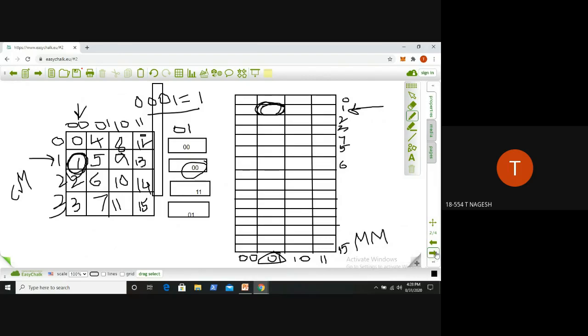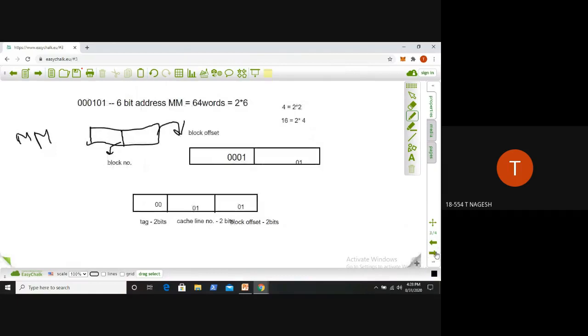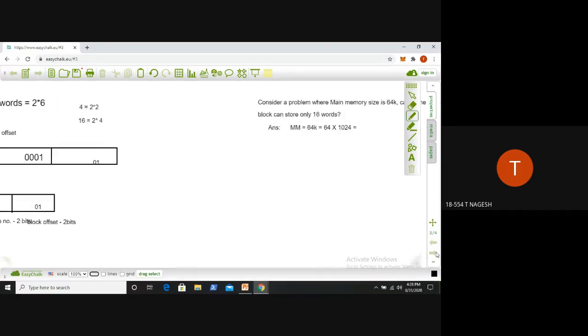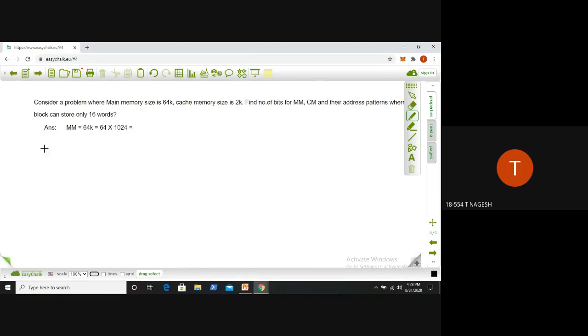I hope I made some points clear. So we'll work on another problem here. Consider a problem where the main memory size is 64K, that means 64 kilobytes, and the cache memory size is 2K.